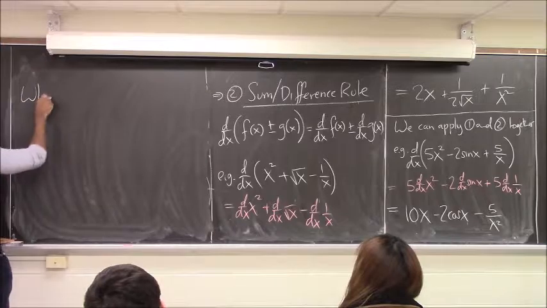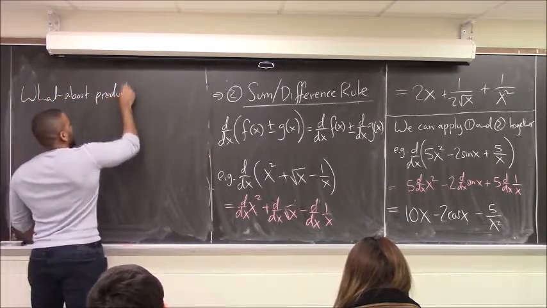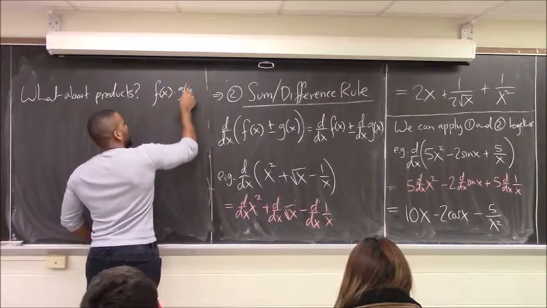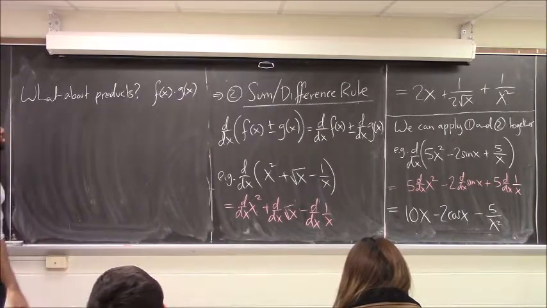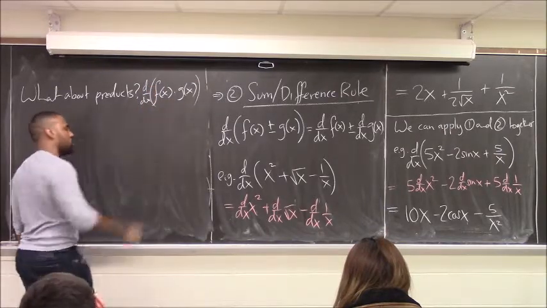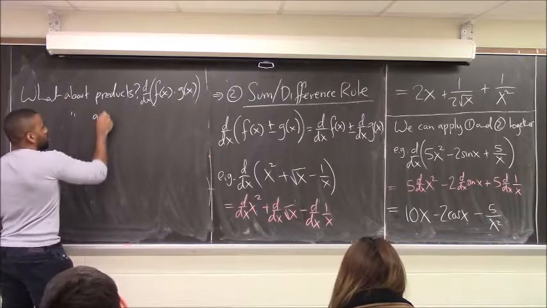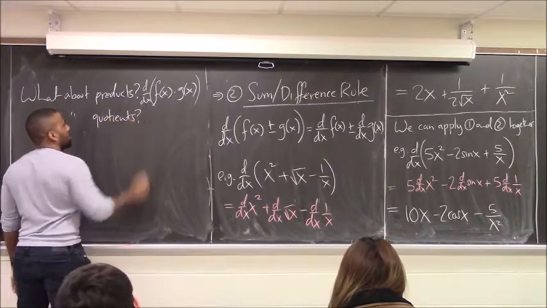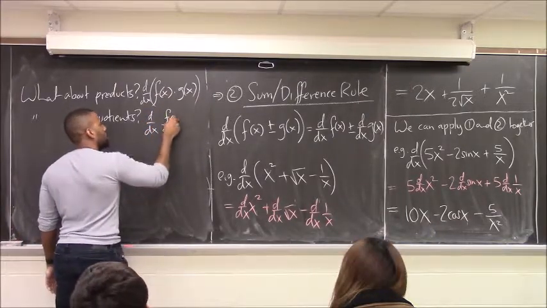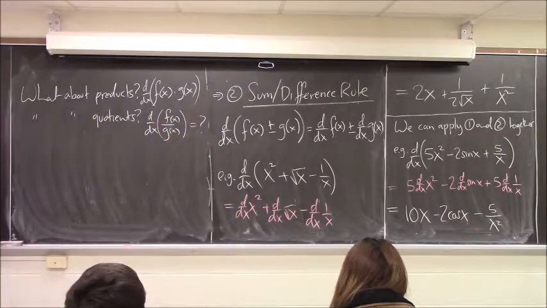Now you might ask, what about products? What if I had a function times another function and I want to find the derivative? Is that just the derivatives of the individuals multiplied together? You could ask about, what about quotients? If I'm taking the derivative of a division, f divided by g, what is that? Does it just distribute?